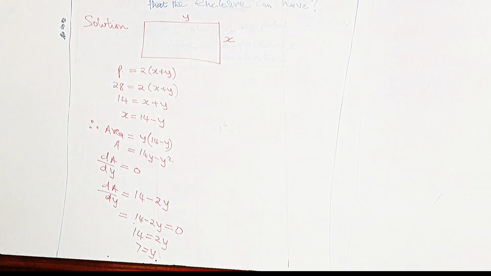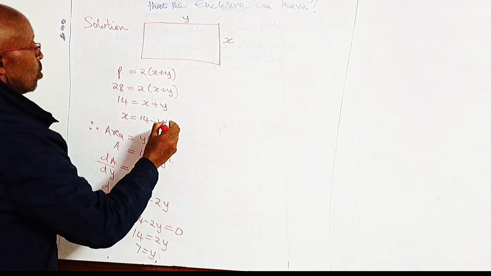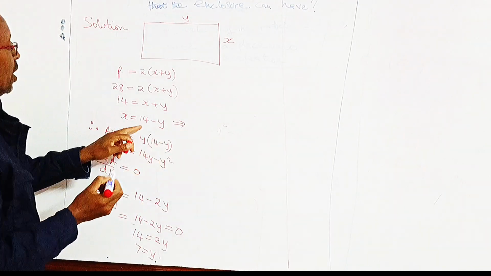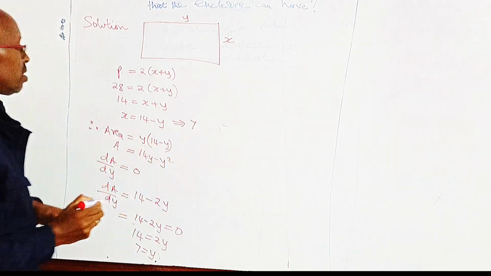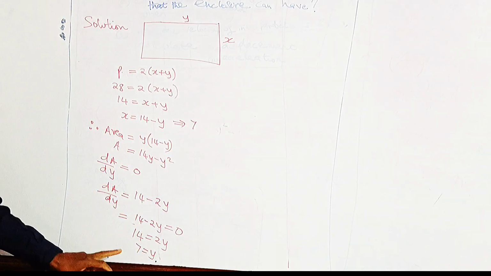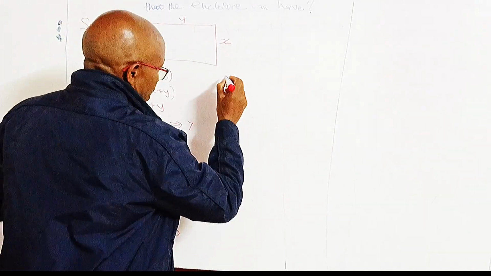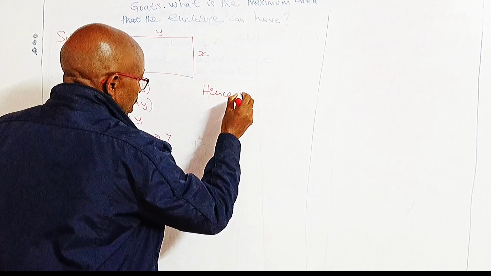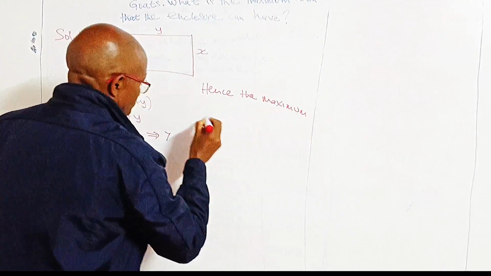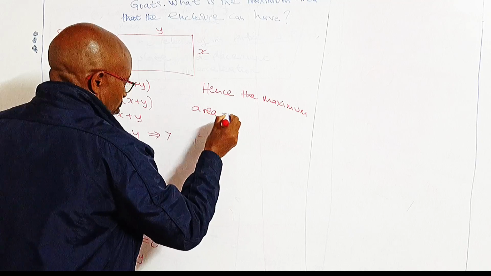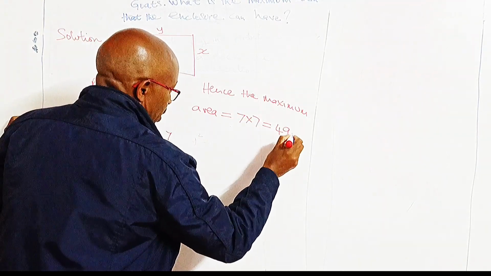So when y is equal to 7, what is x? When y is equal to 7, x will be 7. When y is equal to 7, x will also be equal to 7. Hence the maximum area will be given by 7 times 7, which is equal to 49 meters squared.